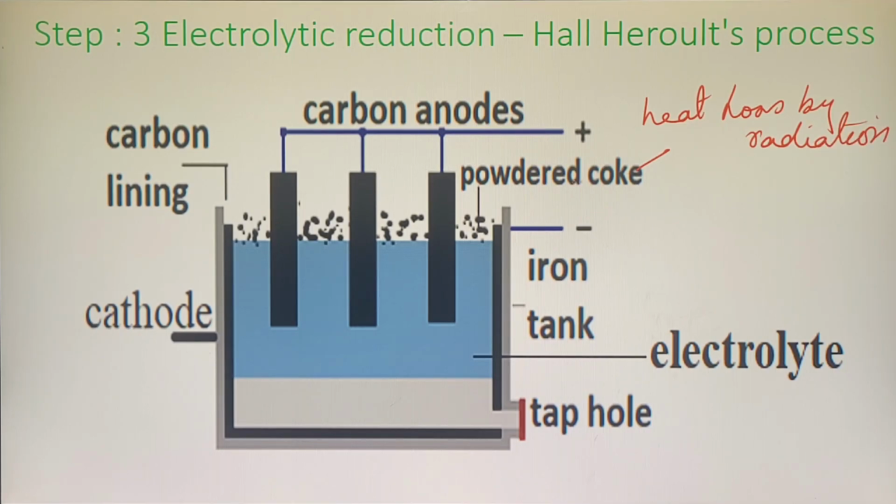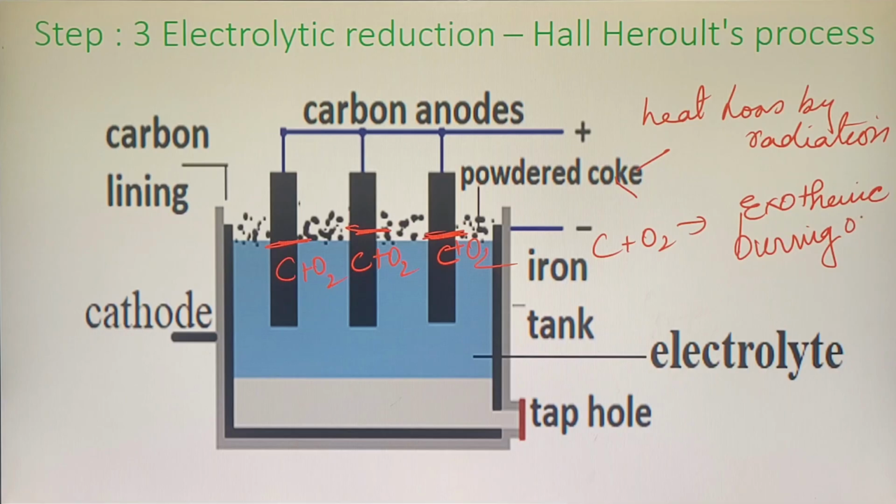The second thing is this anode that is made up of carbon. When it reacts with oxygen, which is released at the anode, the carbon plus oxygen reaction is highly exothermic. Because it is an exothermic reaction, at the point where it is in contact with air, half of it is dipped in the electrolytic cell, agreed, but the part in contact with the air may start burning. It may catch fire because of the huge amount of heat energy released.